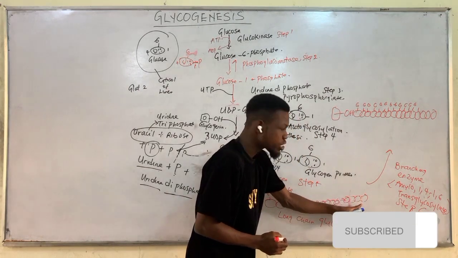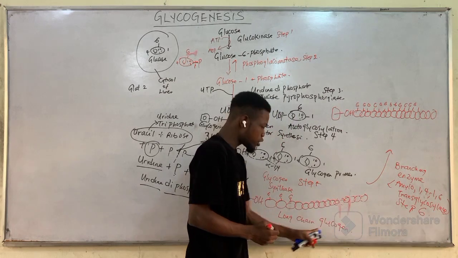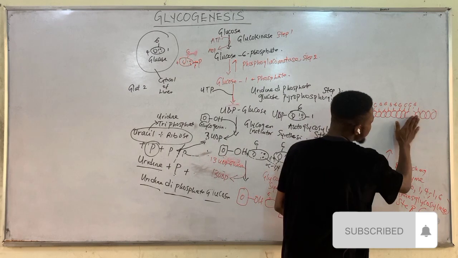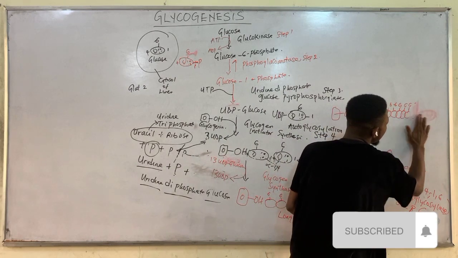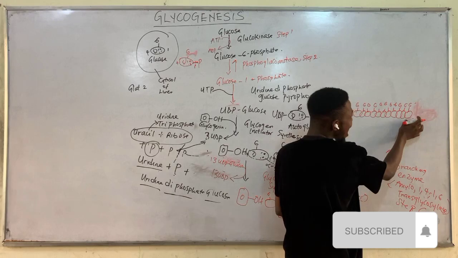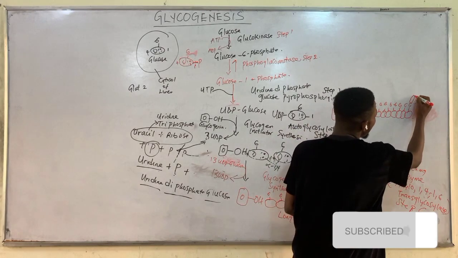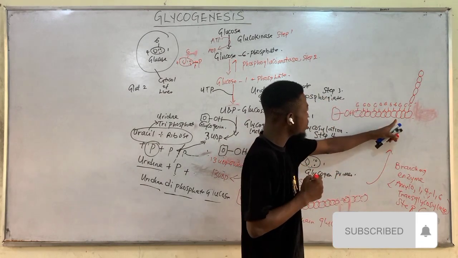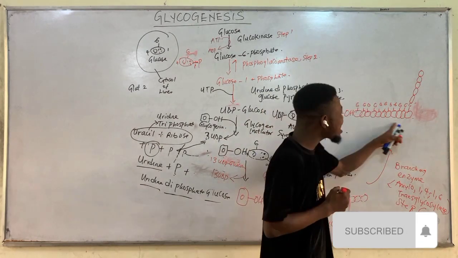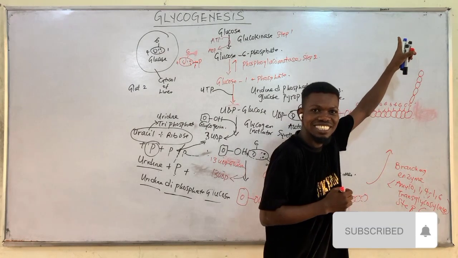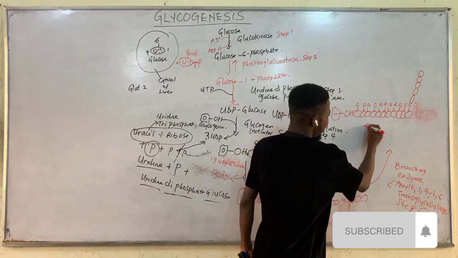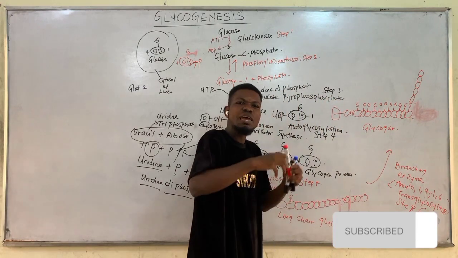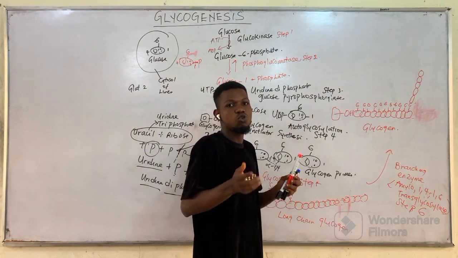So when it carries this 5 glucose, it's going to add it to the side of this glycogen. So now let's look at this: 1, 2, 3, 4, 5. Now it breaks this 5 glucose and adds it here: 1, 2, 3, 4, 5. Can you now see that we already have a linear glycogen and a branched glycogen? This is what we call glycogen, because glycogen is a branched polymer of glucose.